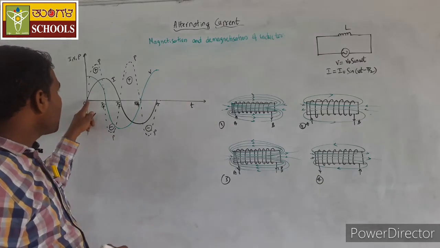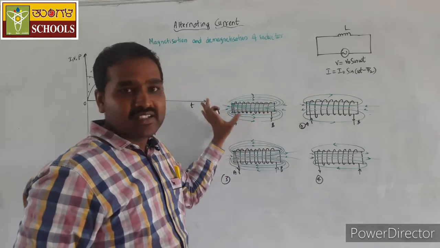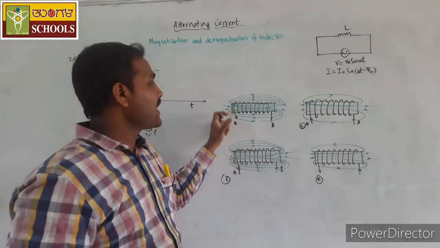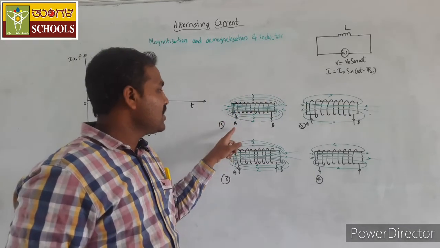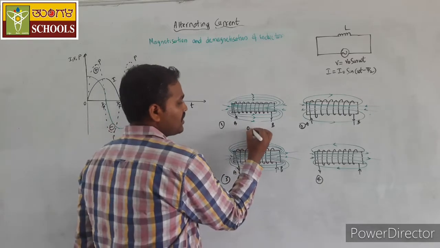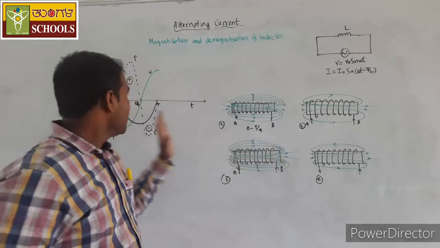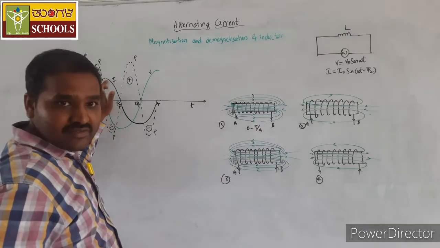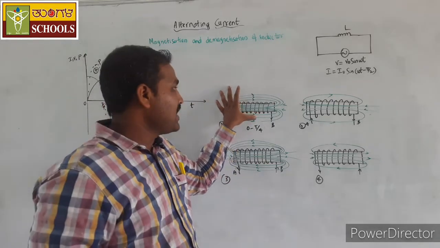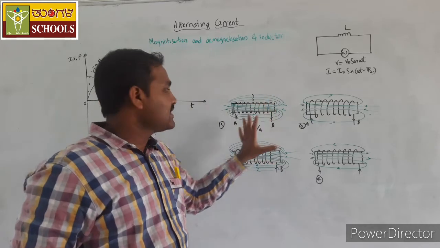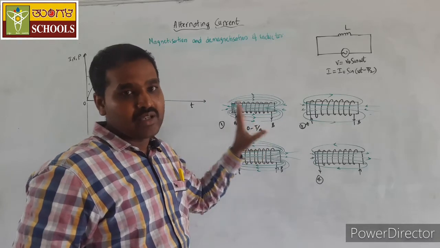As the current increases from 0 to maximum, the flux and the EMF induced in the inductor also increase from 0 to maximum. Hence, the magnetization of the inductor coil occurs during the first quarter, that is from 0 to T by 4. During this period, the current through the inductor increases from 0 to maximum, and the flux in the inductor also increases from 0 to maximum.